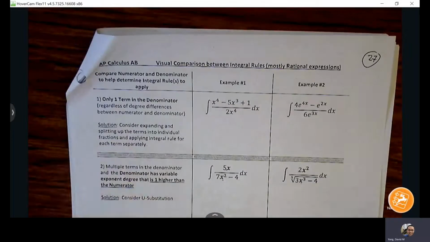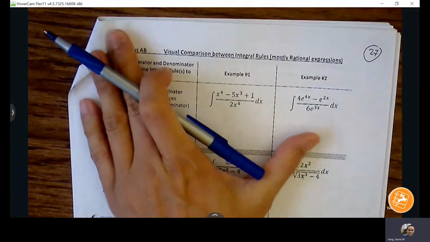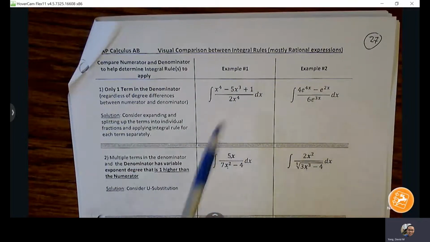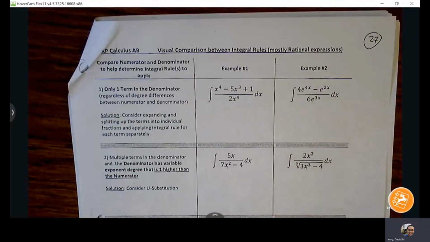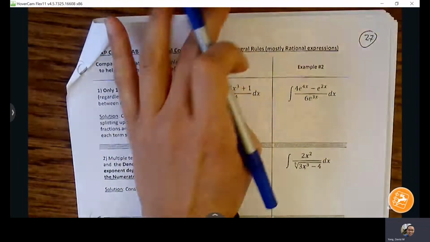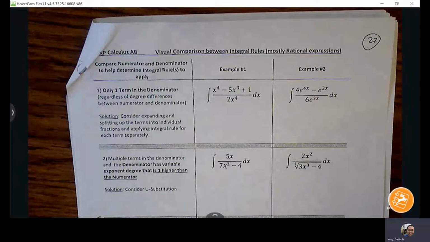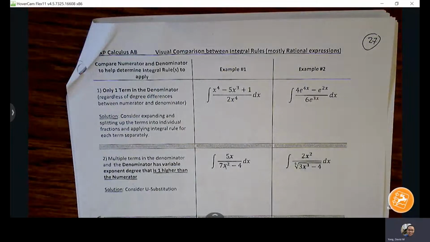All right, so page 27. This is a comparison between integral rules, mostly rational expressions. So we're just going to go through each of them, and the key is on the back, page 28. If you want to work this out on a separate sheet, just give yourself more room. Okay.